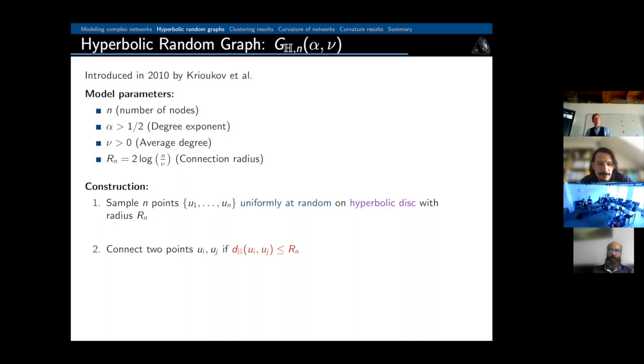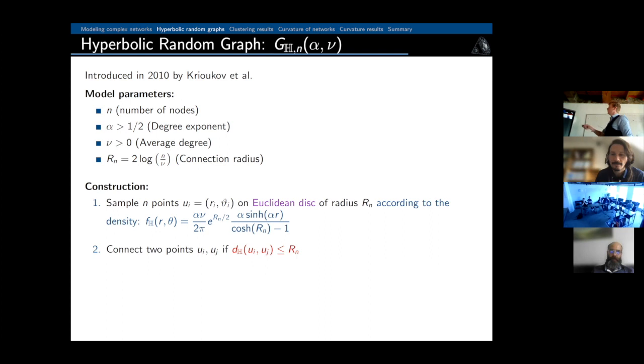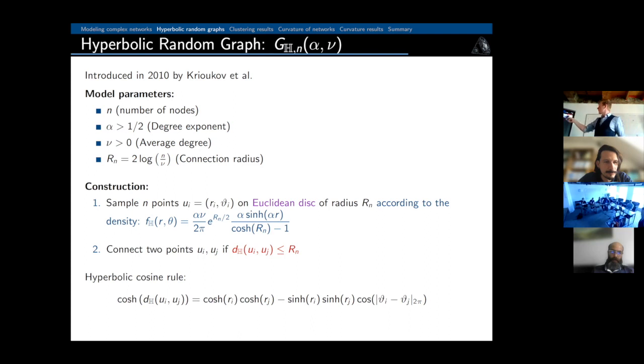Now, if we transform this to the native representation, it becomes as follows. We sample points on the Euclidean disk of this radius Rn, and we denote the points in polar coordinates, radius and angle. The uniform distribution on the hyperbolic space then translates into this distribution in the native representation. Don't need to know what it is. It has some form. You can already see some hyperbolic cosines and sines, which are there because of the hyperbolic geometry. So you sprinkle points with this density.